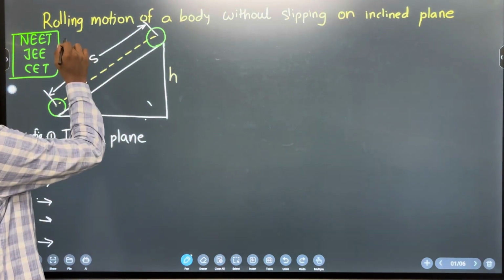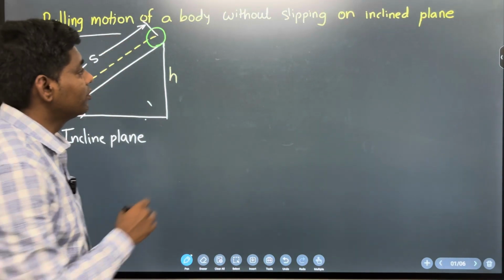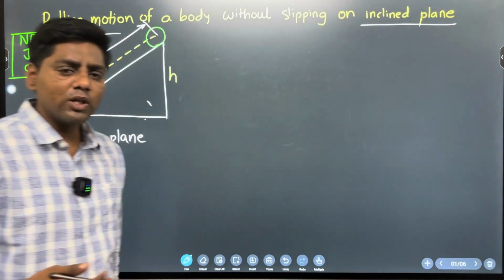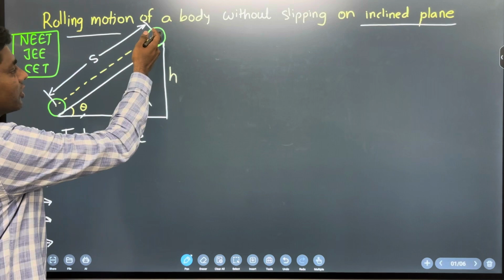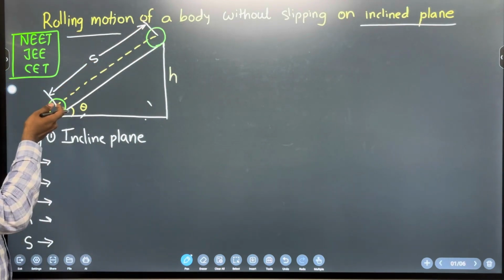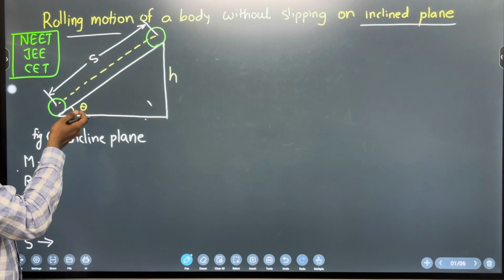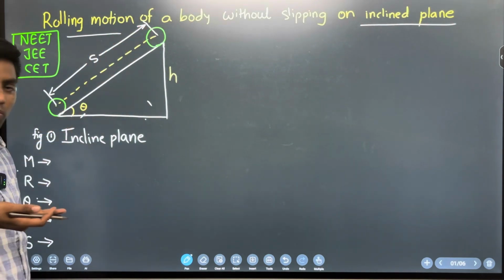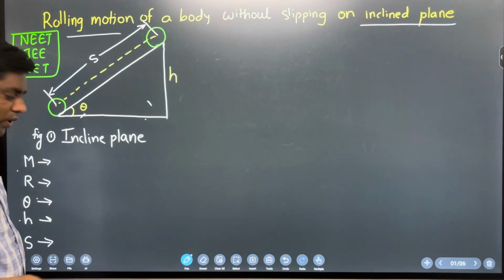So let me start. Today we have to study about the rolling motion of a body without slipping on an inclined plane. It is a very simple question. Now this is one of the bodies, that is a rigid body. Now it rolls down the inclined plane making an angle theta, having height h, and s is the linear displacement of the body. So let's consider some notations.